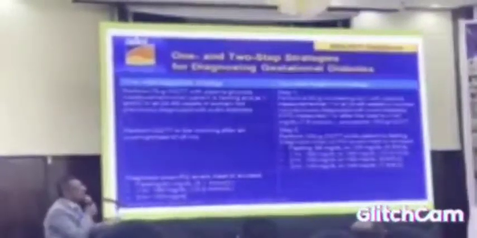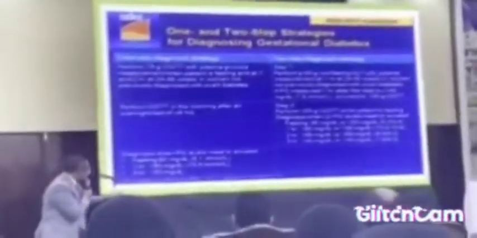You have to give the woman about 50 gram glucose and check the blood sugar after 1 hour. If the blood sugar after 1 hour is more than 240 milligram, you have to proceed to the 100 gram oral glucose tolerance test. This is step 2: the 100 gram oral glucose tolerance test while the patient is fasting.